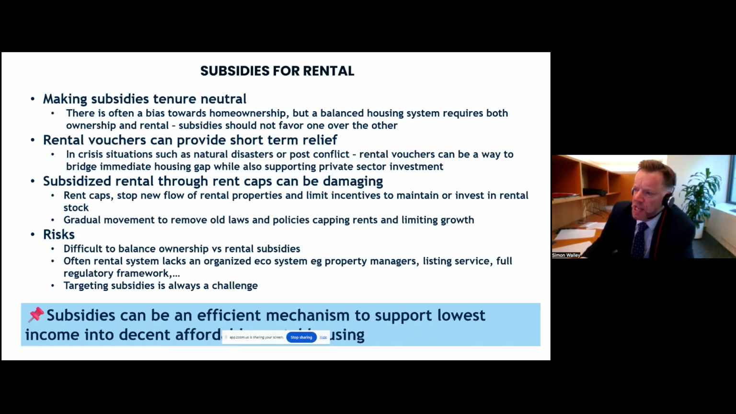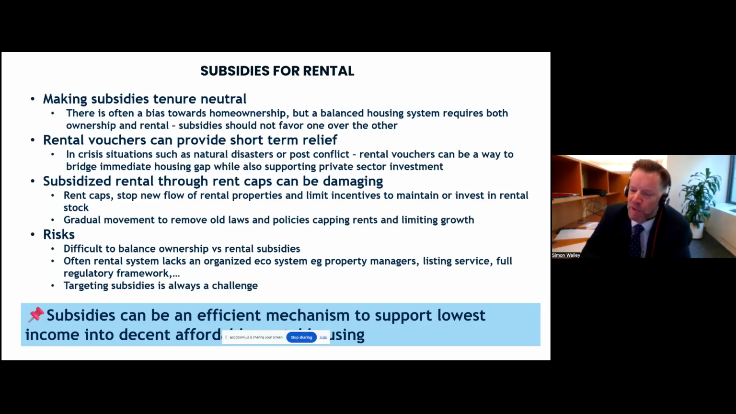And then the last area, which hopefully we're going to hear from Dr. Heller about, is subsidies for rental. As I said at the start, one of the difficulties with rental is it doesn't quite have the same political weight as ownership. If you look at manifestos for governments or politicians coming up to elections, they love to sell the home ownership dream. Selling rental as a kind of manifesto promise just doesn't carry the same weight.